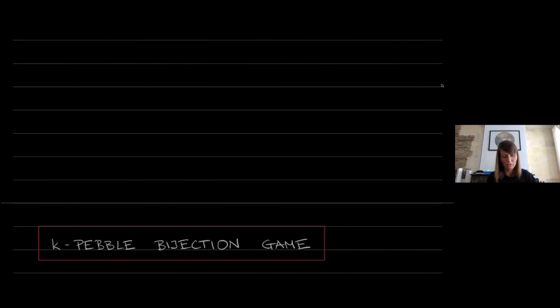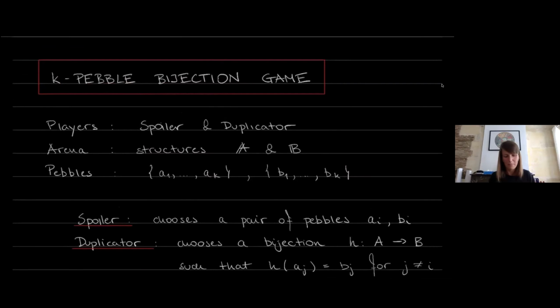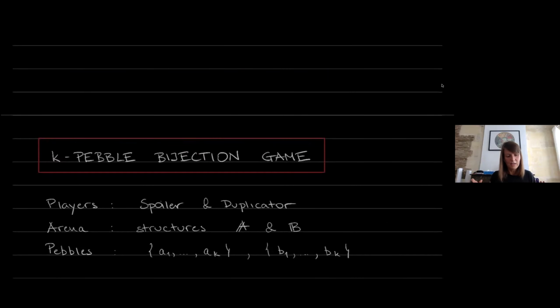What helps us to show this kind of thing is a combinatorial characterization of this equivalence relation with i variables, I mean the relation of satisfying exactly the same sentences of the logic. This is one characterization, but there are some other characterizations also, in terms of pebble games. We have at least one combinatorial characterization of this equivalence. This is the k-pebble bijection game. We have two players, spoiler and duplicator. They play on two structures, A and B. They have k pairs of corresponding pebbles, so a_1 corresponds to b_1 and so on.